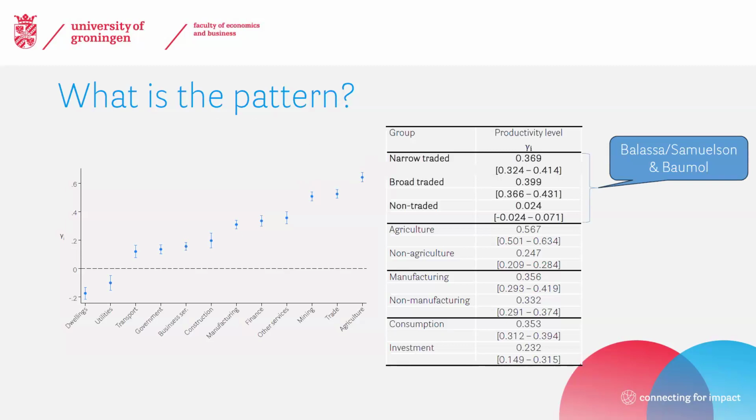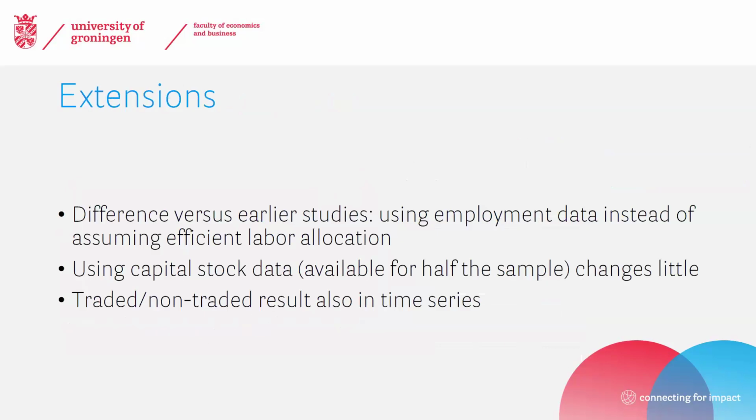Now, that gets us basically back to Balassa-Samuelson, also to Baumol, who emphasized that there are these stagnant sectors where productivity growth is very hard, but also mentioned that there are some services where productivity growth is actually quite possible and can be rapid. So I'm not going to go through these extensions, but I'll mention them.